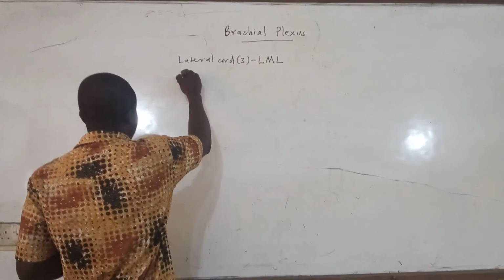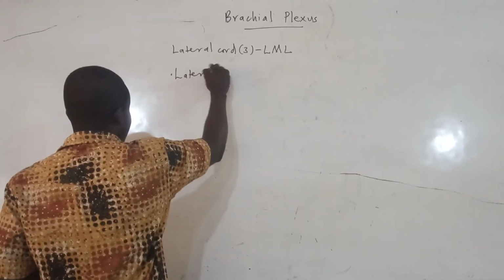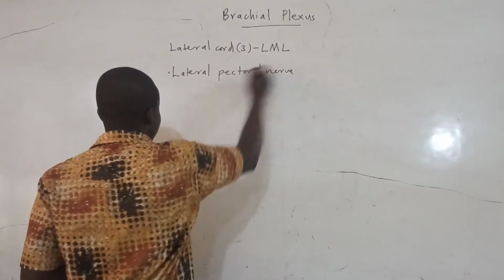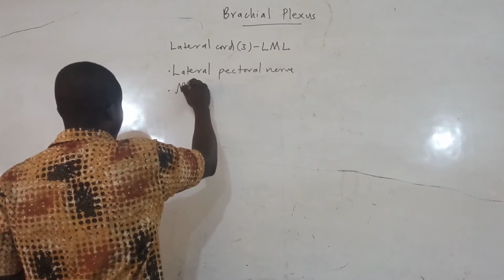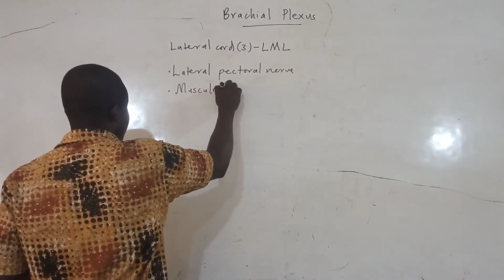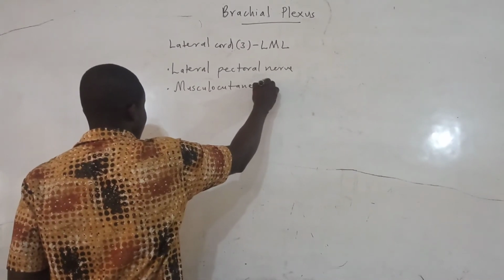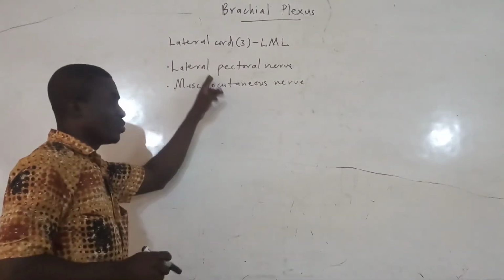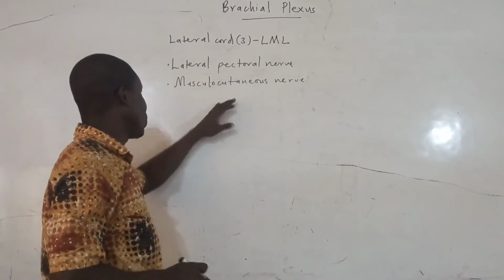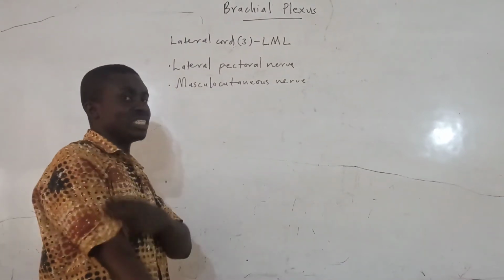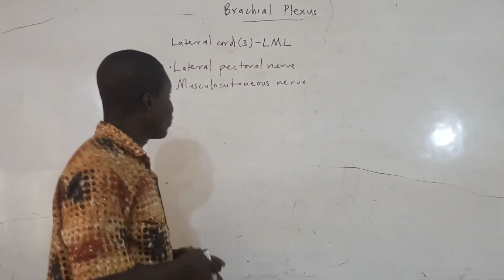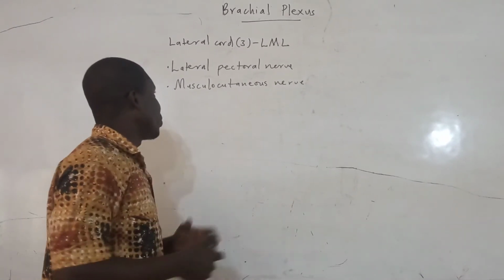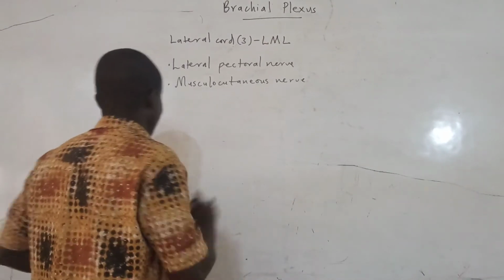And L is for lateral pectoral nerve, M is musculocutaneous nerve. The lateral pectoral nerve will actually supply the pectoralis major. Musculocutaneous nerve will supply the BBC muscles in the anterior compartment of the arm: biceps brachii, brachialis muscle, and then the coracobrachialis muscle.